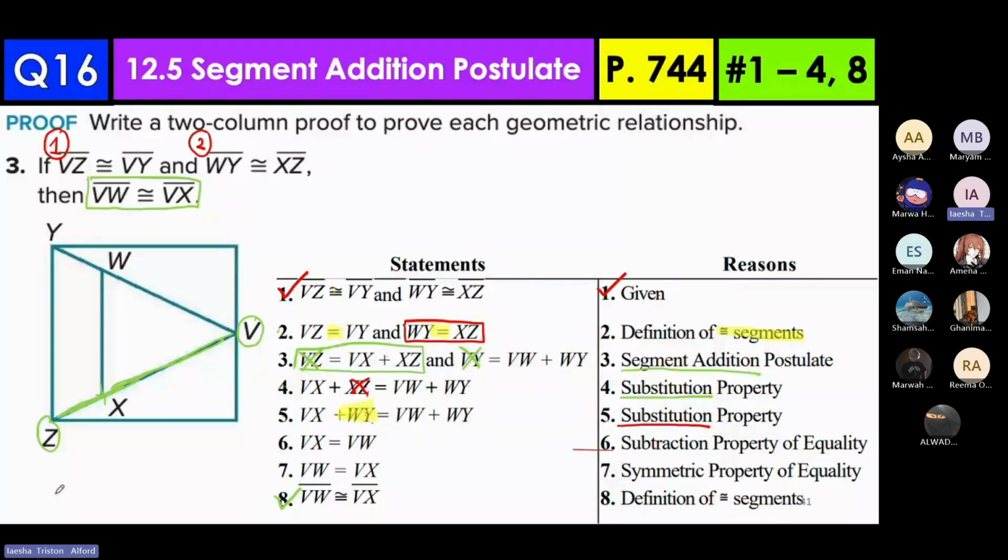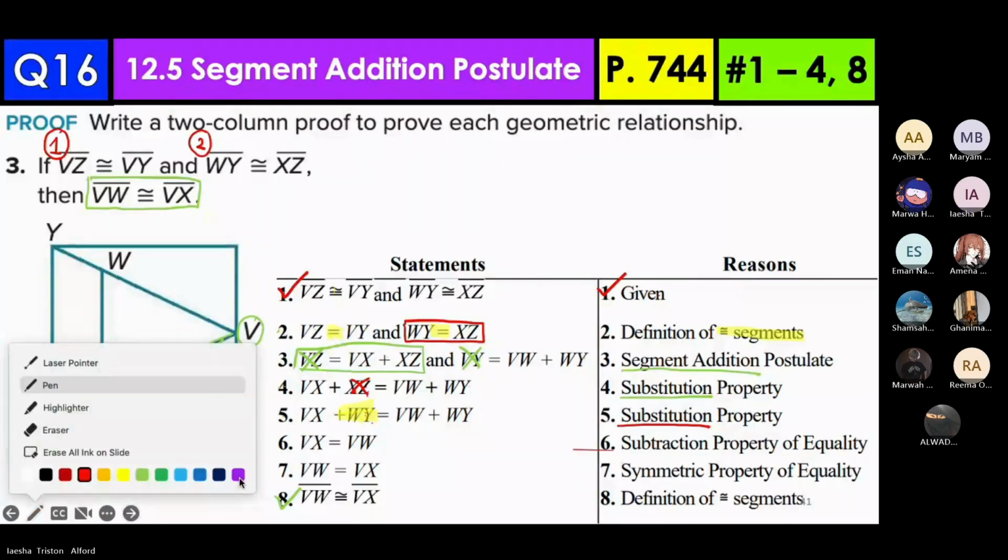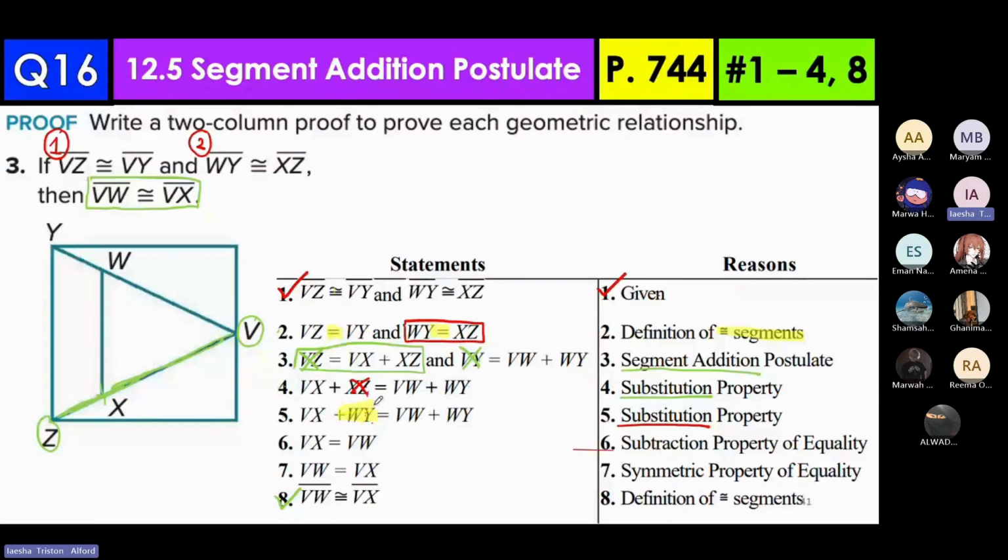In this one, they do not show you the subtraction, but what did they subtract? They deleted WY both sides. How did they delete it? They subtract WY. So, subtraction property. What happened from 6 to 7?